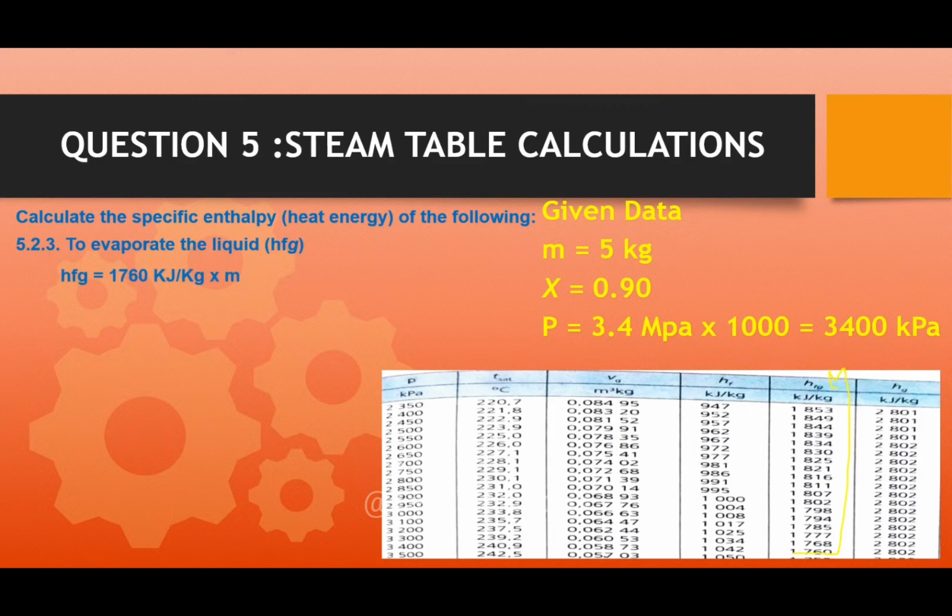So again, as I said, it is 1,760 kilojoules per kilogram. Again, my mass is not 1, but my mass is 5. So I'm going to multiply by the mass. I'm going to say 1,760 times 5, which is 8,800 kilojoules.